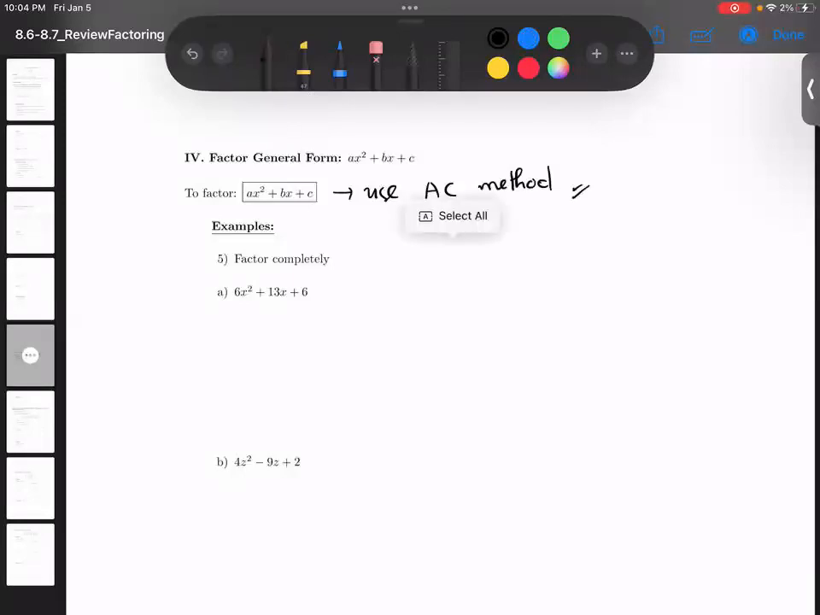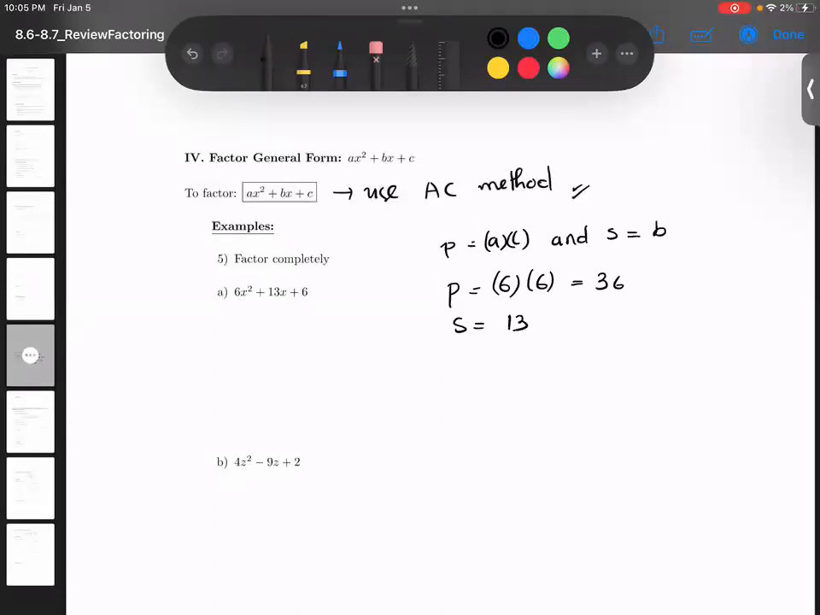For example, if I want to factor 6x squared plus 13x plus 6, the AC method says I want to find the product a times c, where a is 6 and c is also 6, so it's 36, and the sum is 13. So let me recall, the product is a times c, and the sum, denoted s, is b. In this case, b is 13, a is 6, c is 6.